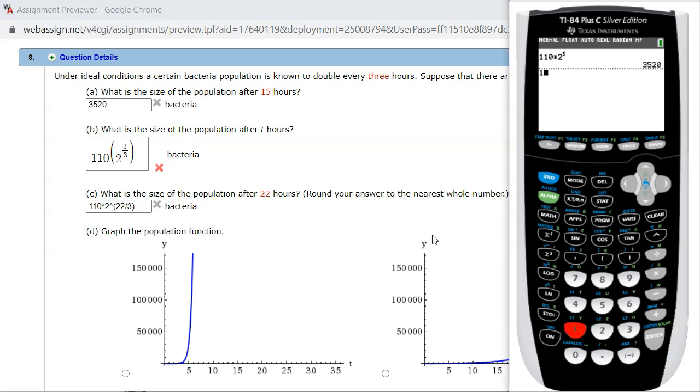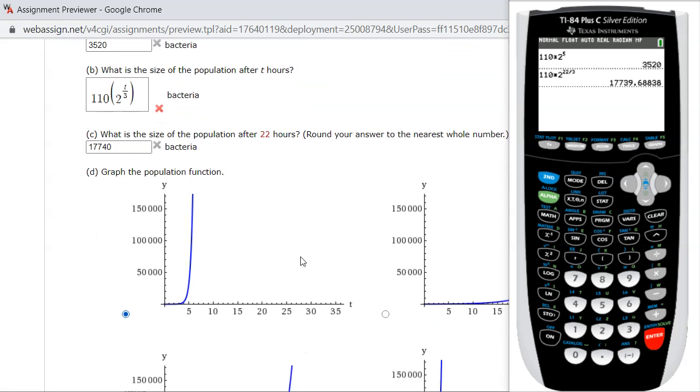So we're going to put the 110 times 2 to the 22 hours, but you have to divide by 3. So divide by 3. All right, so the nearest whole number is 17,739. Oh, so it's going to be 17,740. That's part C.